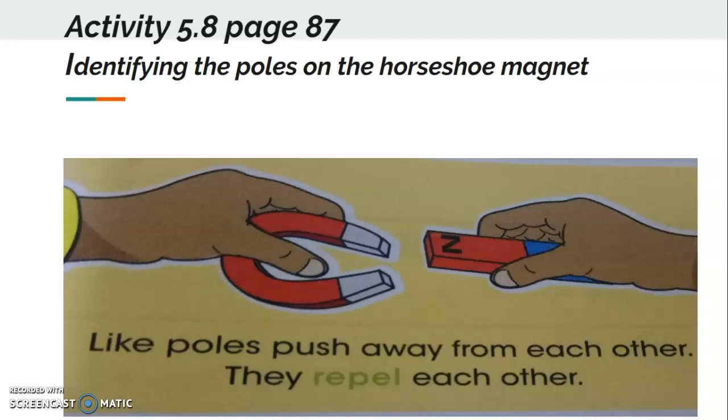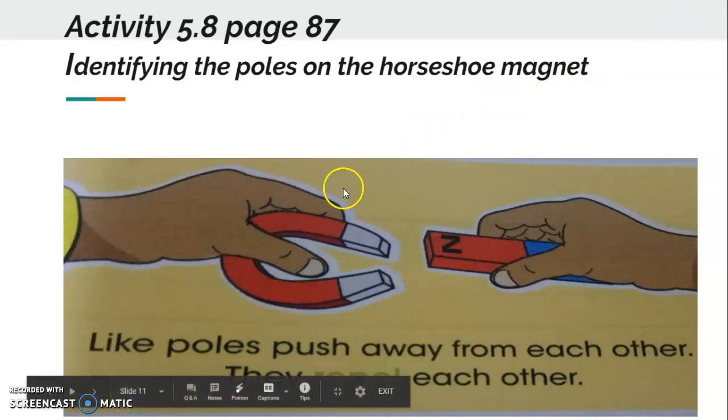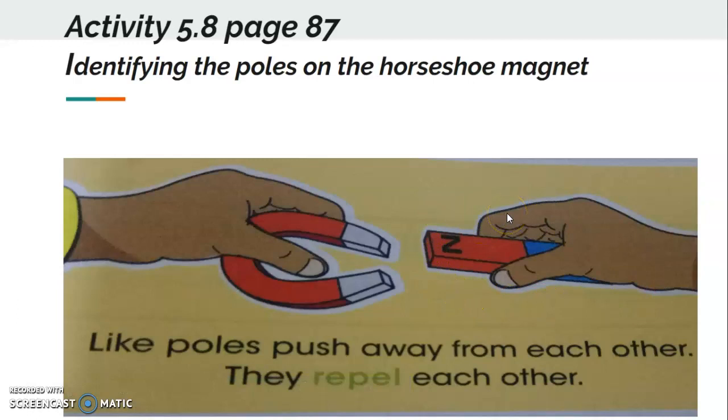For this activity, you need a horseshoe magnet and a bar magnet. Try to do it. This is in page 87. If you have these magnets, try to do this activity. If not, you can read it and understand it. It's very easy.